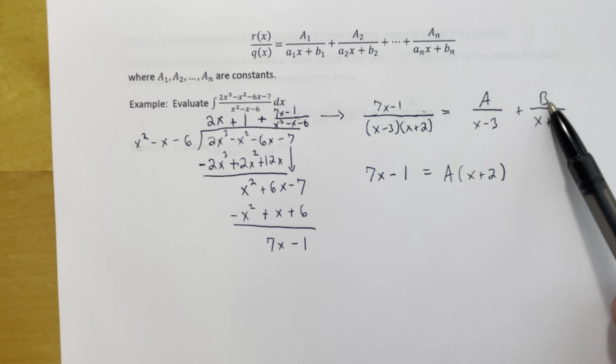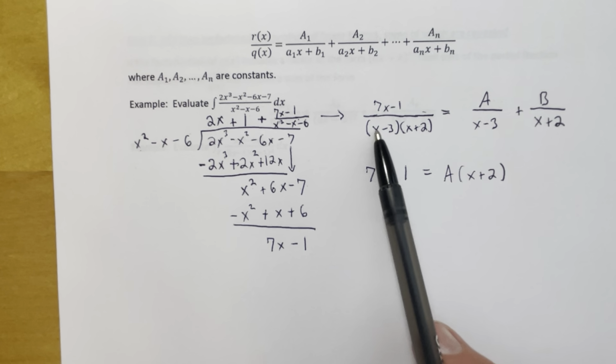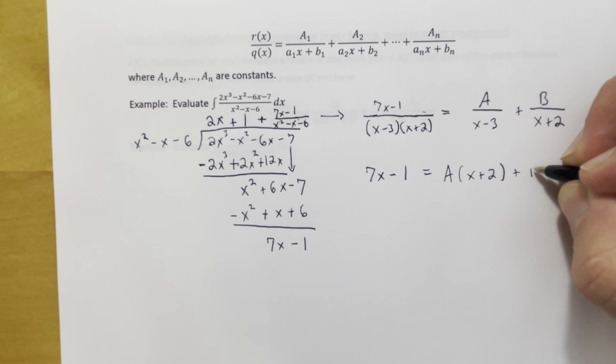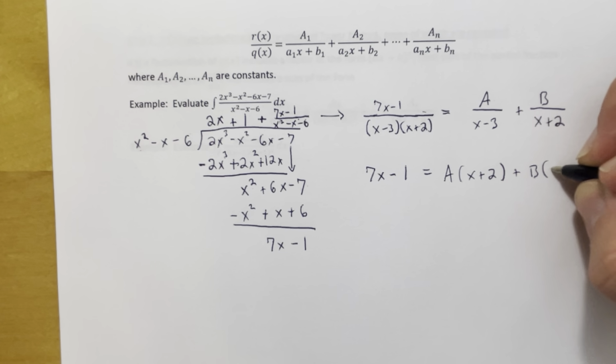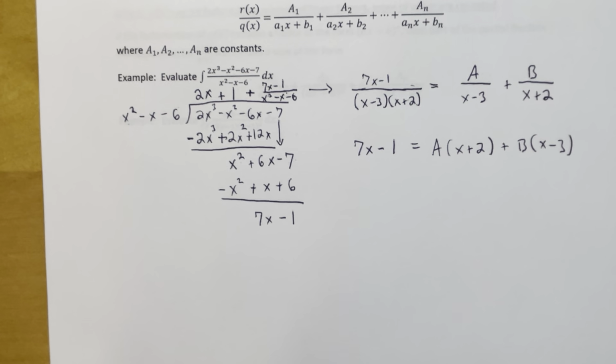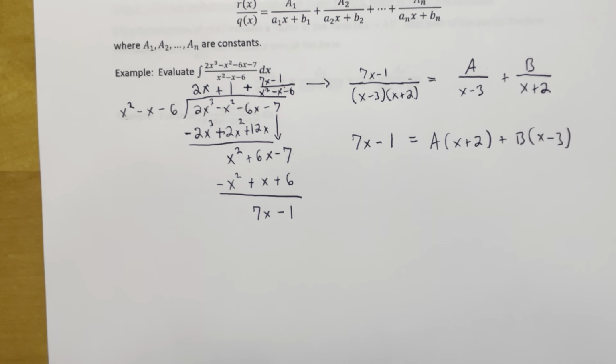Similarly, this b is going to be multiplied by this, but the x plus 2's will cancel, and now I'm going to be left with b times x minus 3. That's the only term that's left after the cancellation occurs, okay?